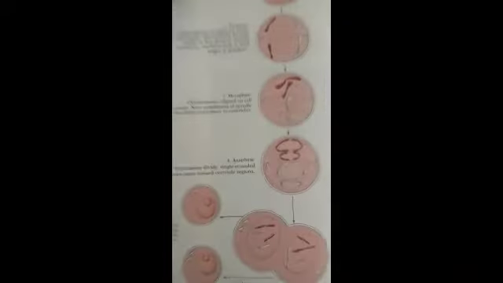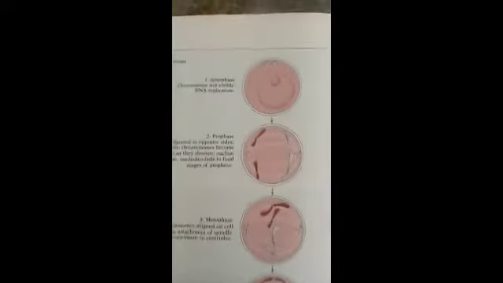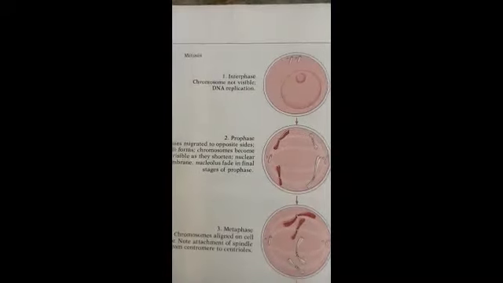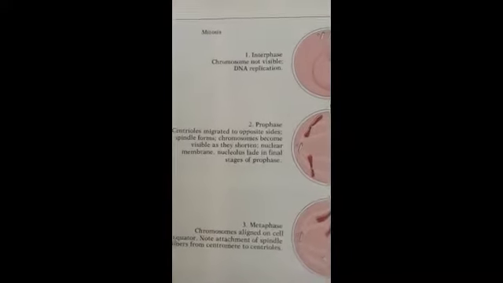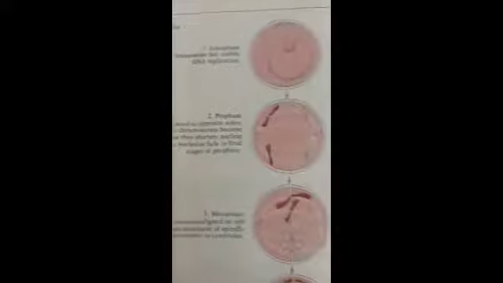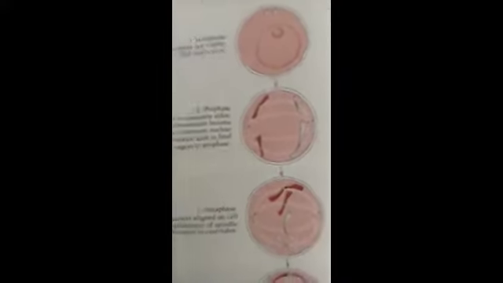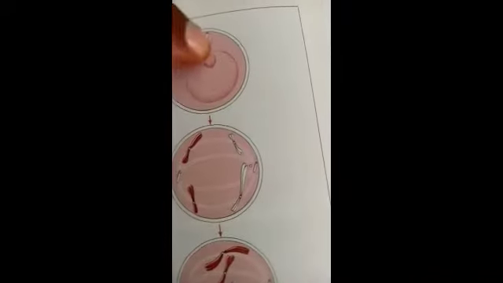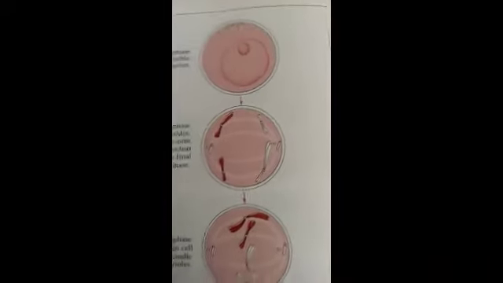The non-dividing or resting stage of a cell is called interphase. When the cell is not dividing and is resting, it is called what? Interphase. And you can see the chromosomes here are not visible. You can't see the chromosomes in this interphase stage.